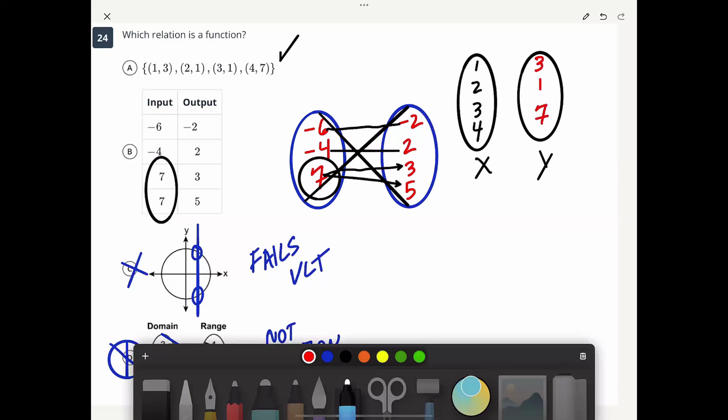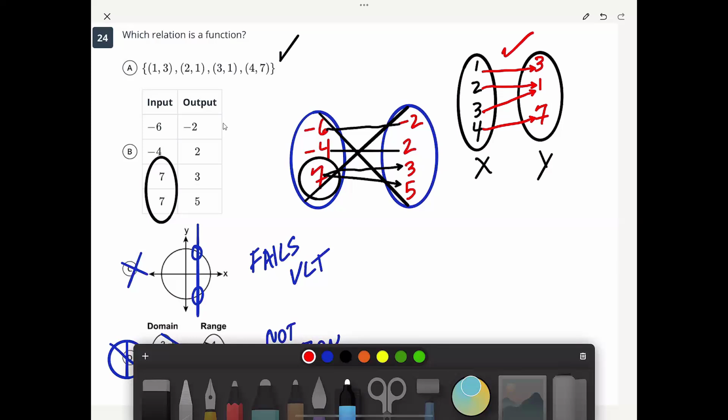When I press the 1 key, I get a 3. When I press the 2 key, I get a 1. When I press the 3 key, I also get a 1. And when I press the 4 key, I get a 7. So this is definitely a function because each input has one arrow coming out. So this is a function. And that's what you should be able to do.